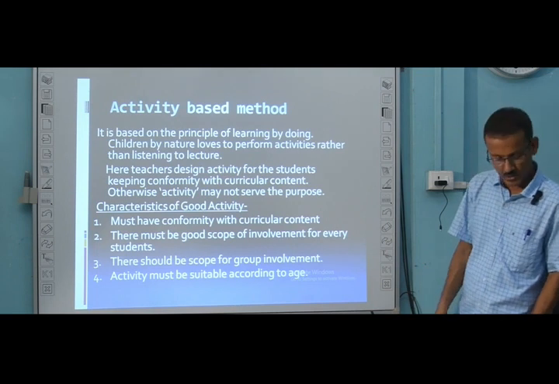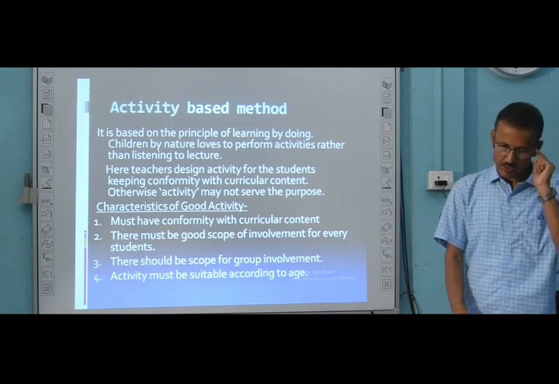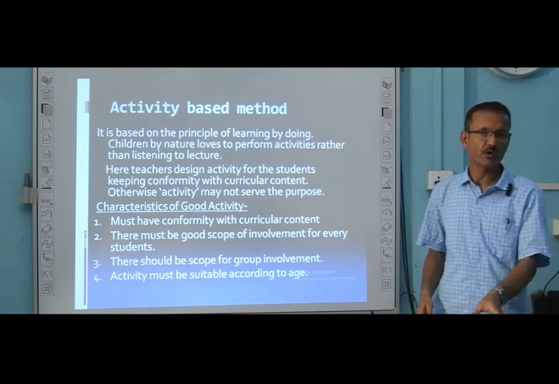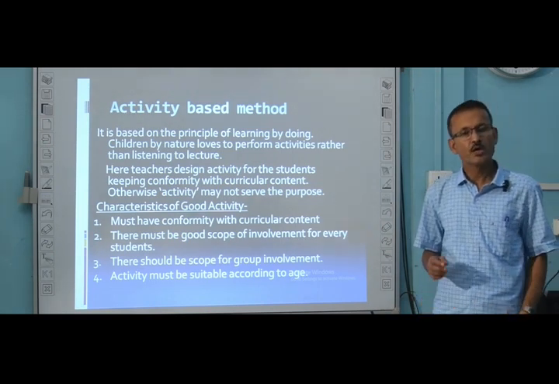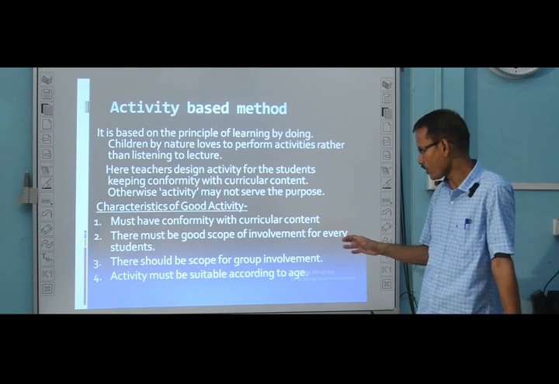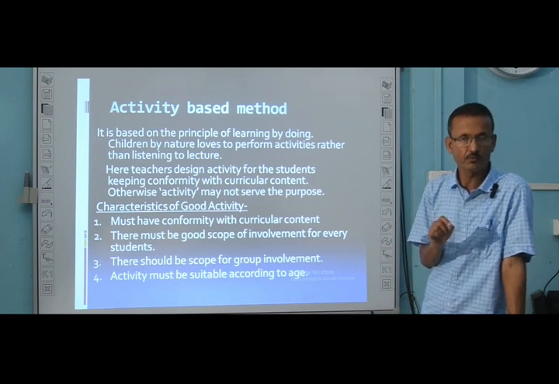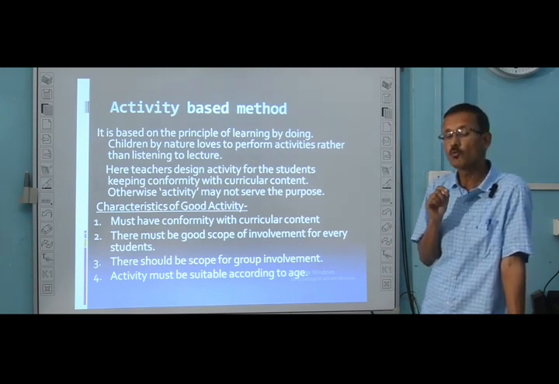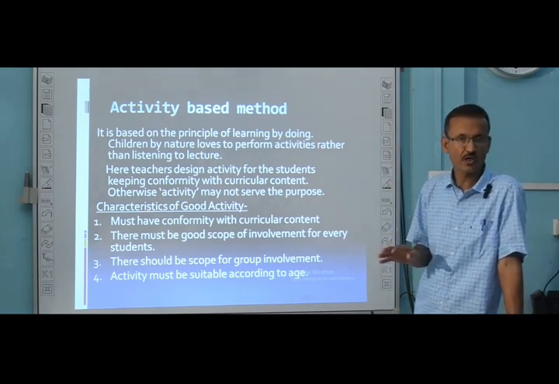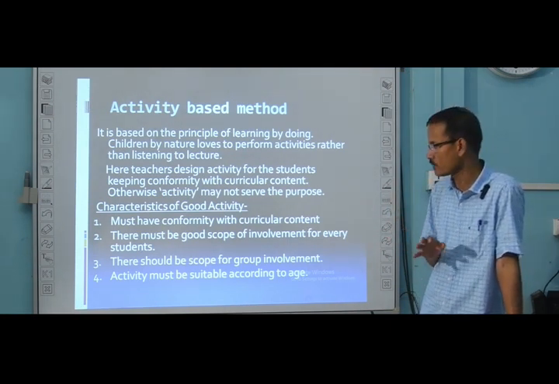Number 3, there should be scope for group involvement. Another great point. If we design activities so that individual students get involved, that will consume huge amount of time. So activities should be designed in such a manner so that there is scope of group involvement. And while the group is involved, the teacher must observe that the group should not be dominated by 2 or 3 students. Maybe the group consists of 6 or 7 students, and every student of the group must have an opportunity to get involved in that activity.